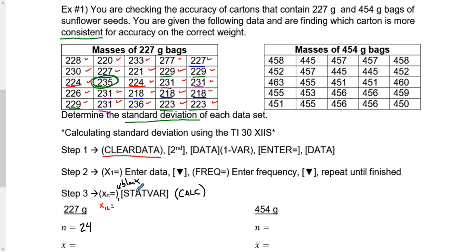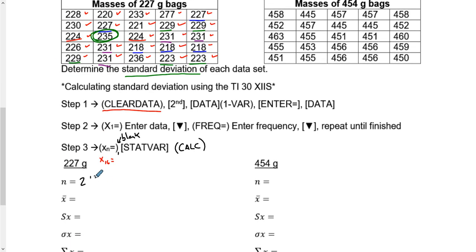So I press my stat var. It's going to show calc on the screen. And now I'm at 25 data values. That's what the N is. It tells you how many data values there are. So 25. Fantastic. That actually does help me.